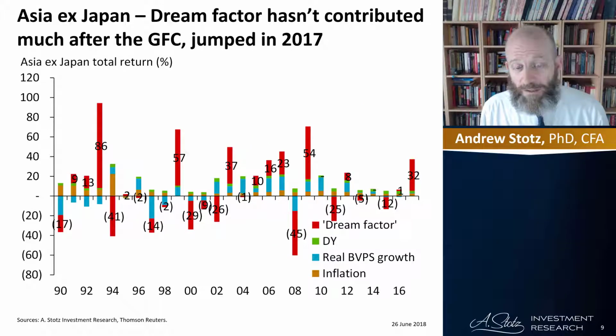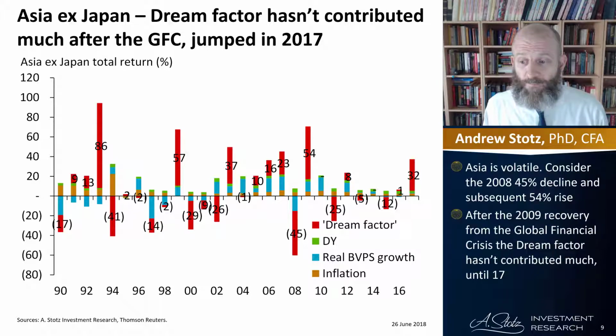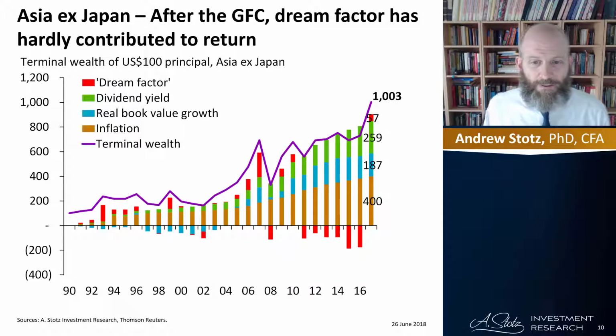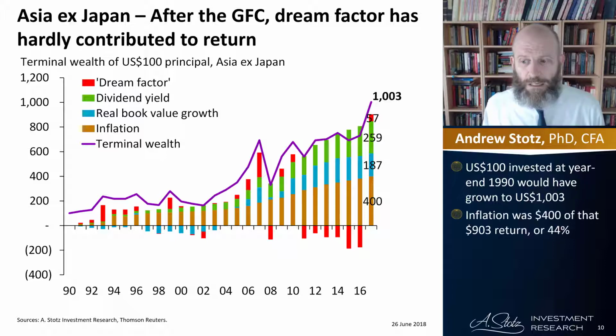Now let's look at Asia ex-Japan. We can see a lot more volatility in the market, and a lot more volatility in the dream factor. Of course, the dream factor hasn't contributed much until 2017, when the Asia ex-Japan market went up 32%, driven mainly by the dream factor. But if we do that on a cumulative basis, 100 invested at the end of 1990 would have grown to be 1,003.